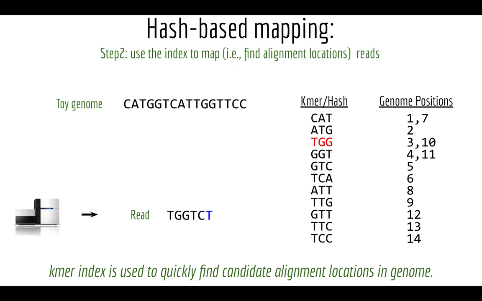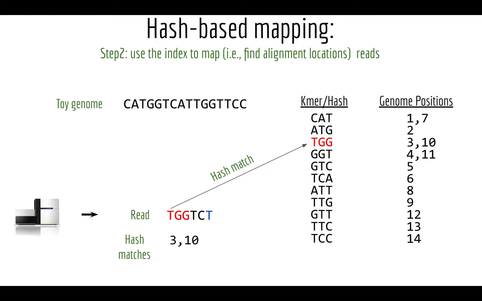All right, so now our read differs slightly. We've got this error. We've got TGG, TCT, and I'm highlighting this nucleotide because we know that it's an error. But in principle, you don't know, right? You don't know what are real sequence differences and what's an error. Okay, so same thing. We find that the 3 and the 10 match for the first k-mer, and then we look up TCT. Huh. It's not in there. It's not in the reference genome. So what do?